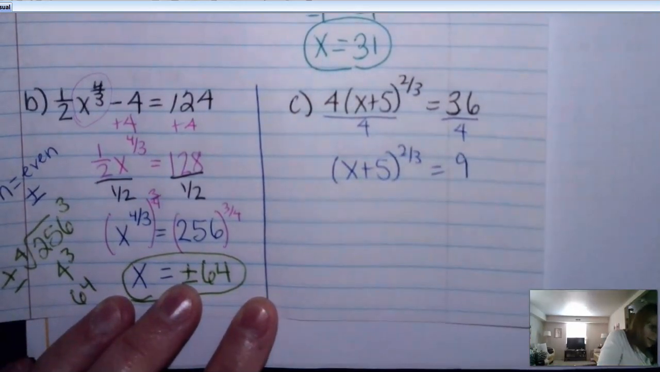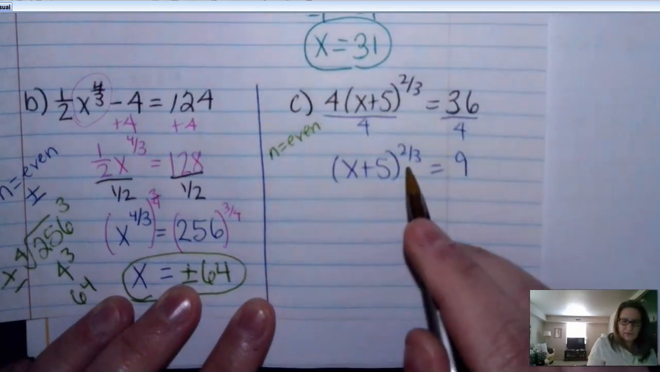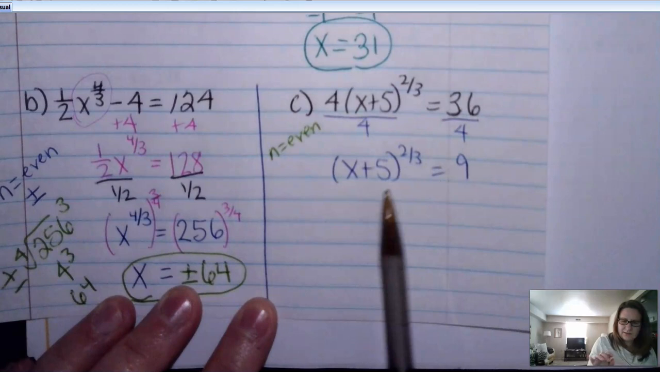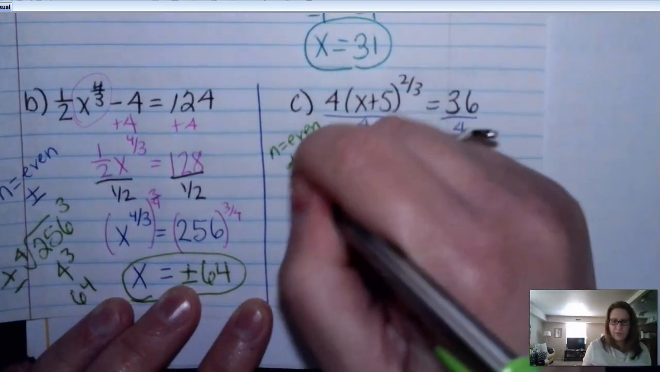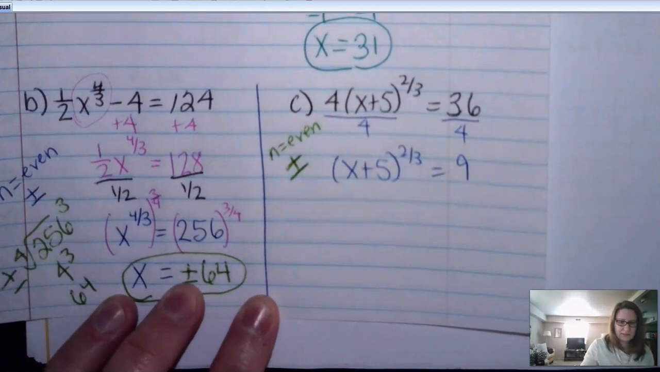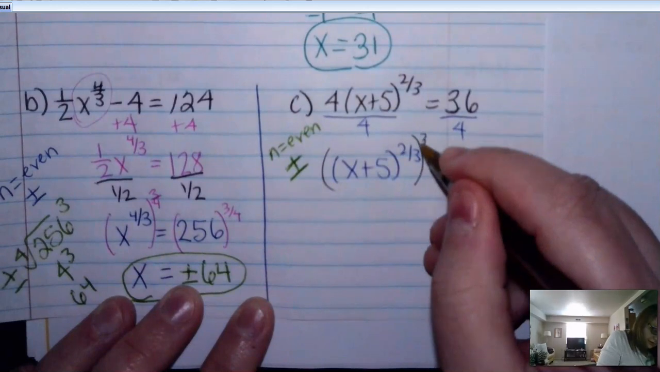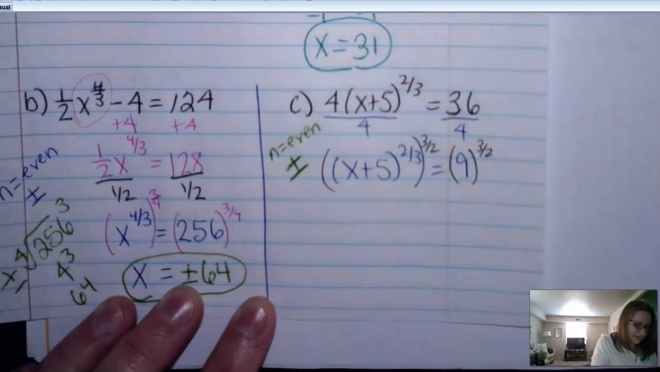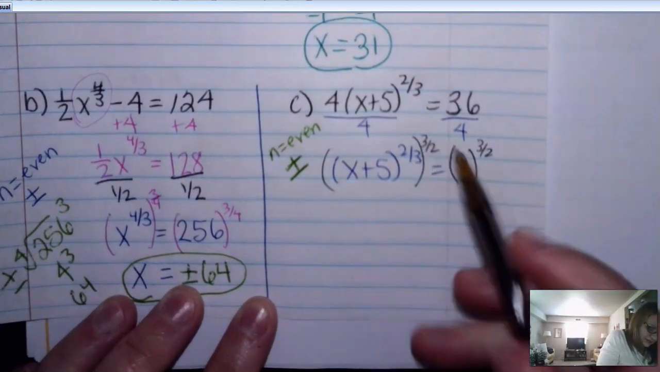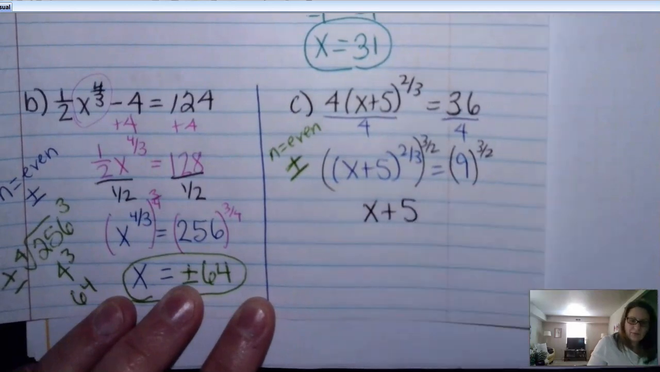Okay, now my numerator, again, is even here. So when I take both sides to the reciprocal power, that's going to cause us to take a square root. So don't forget, this is going to have two possible answers with your plus and minus. All right, so we're going to take both sides to the 3/2 power. 2/3 power to a power, multiply the exponents, times that 3/2 is just going to be x plus 5 to the first. So that's just going to cancel out.